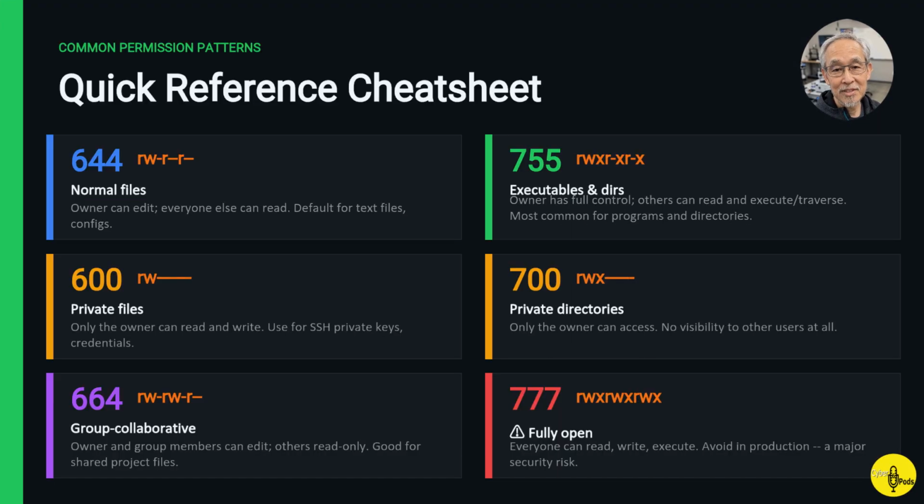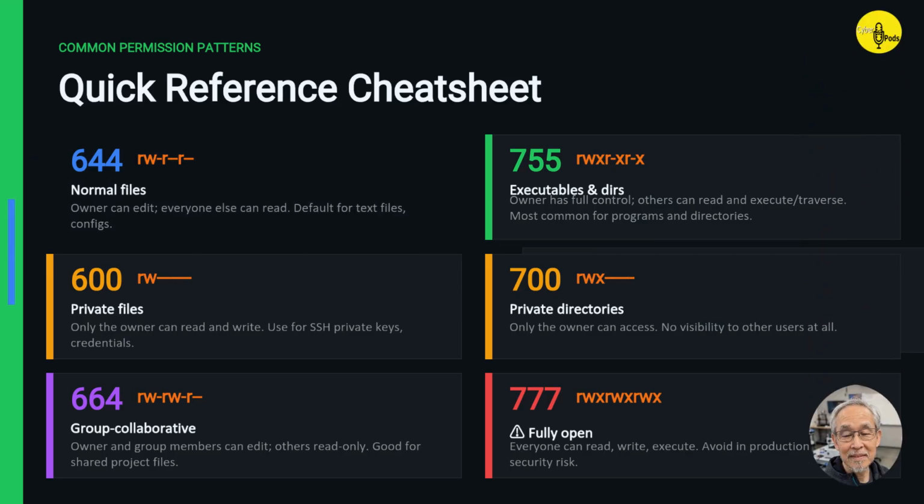These 6 patterns cover almost everything you'll need on the job. 644 equals normal file. 755 equals program or folder. 600 equals secret file, like SSH keys. Never use 777 on a real server. It lets everyone read, write, and run the file.